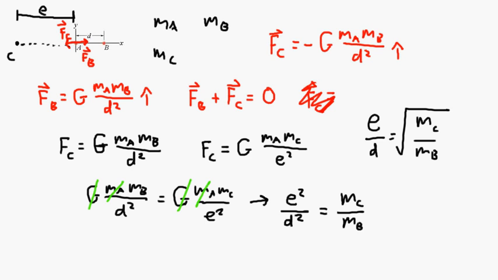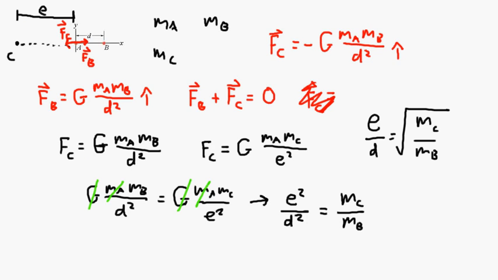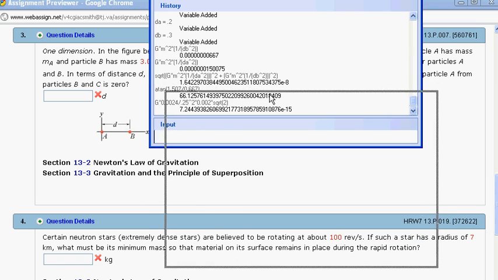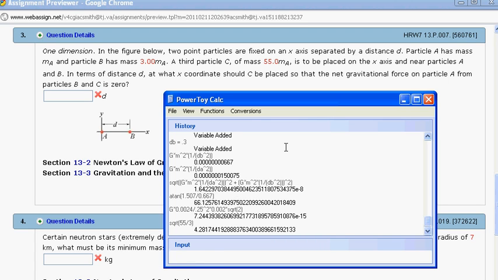I think that ought to be enough to solve this, because they want us to give it in terms of a fraction of d. So we're going to take Mc over Mb and then take the square root. Let's try that. Mc is 55 Ma, and Mb is 3 Ma, so the square root of 55 over 3. And remember, taking the square root, that can really be positive or negative.